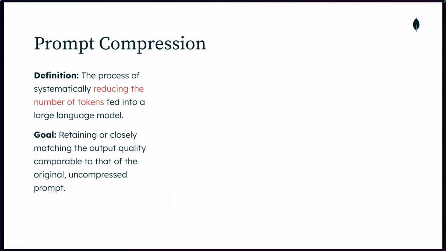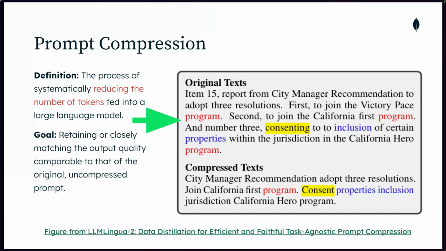So we're going to talk about prompt compression. So this is the process of reducing the number of tokens that we are passing into the LLM. So how do we do that? Our goal is to have the same output. We want to, whatever the uncompressed prompt is and whatever the output is, we want the compressed prompt to produce that same result. And so here's an example.